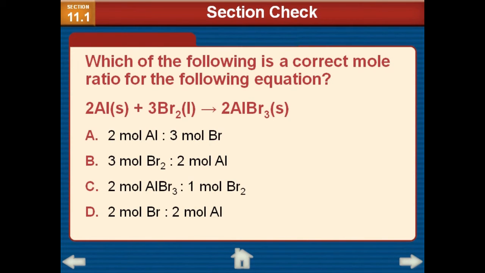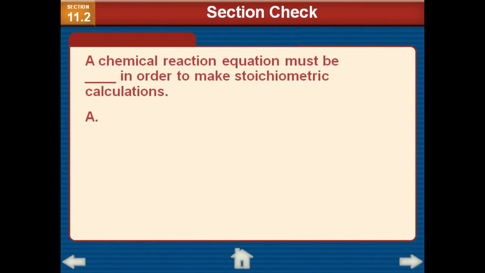Okay, now to test your knowledge of what you just read, which of the following is the correct mole ratio for the following equation? 2 moles of aluminum plus 3 moles of bromine yields 2 moles of aluminum bromide. Now, you might want to pause the video here in order to think about this before the answer is revealed. The answer is B, 3 moles of bromine to 2 moles of aluminum.